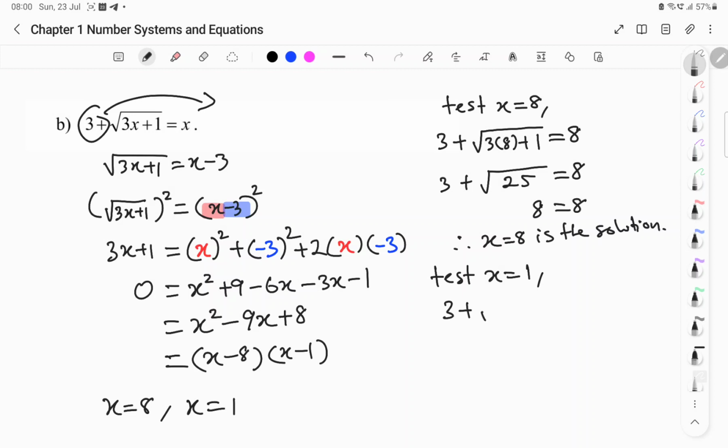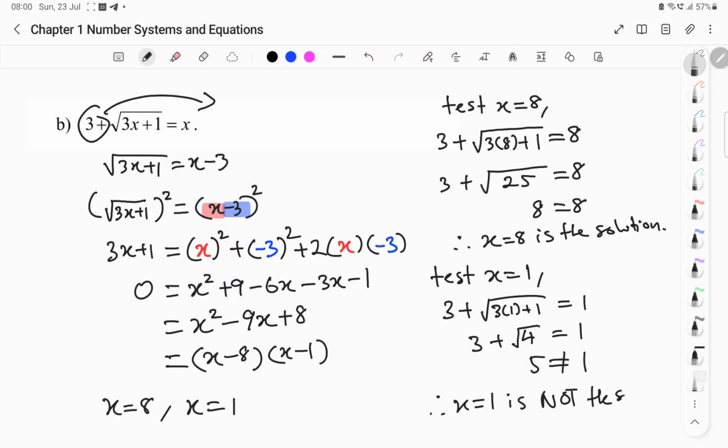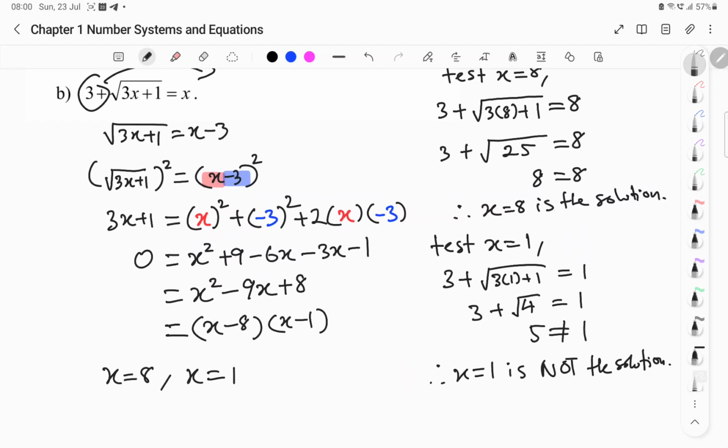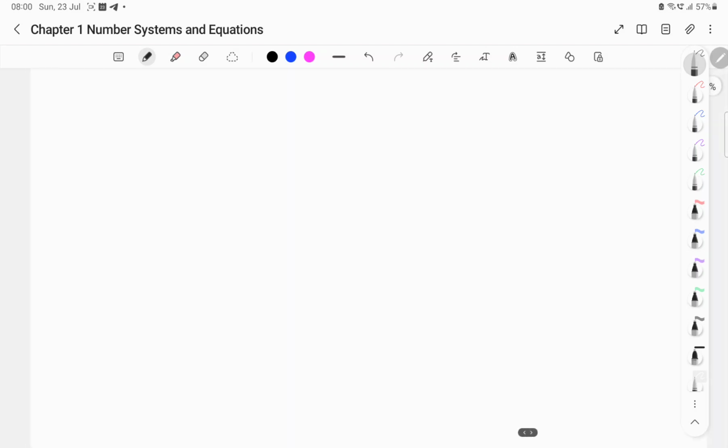So 3 plus 3 multiplied by 1 plus 1 equals to 1. Okay, let's see. 3 plus, what's this? 3 plus 1 is 4. This one equals. Okay, and then we have 5. Okay, not equal to 1. Therefore, x equals 1 is not the solution. That's all. Okay, so that's all for the second one. Let's go to the third one.